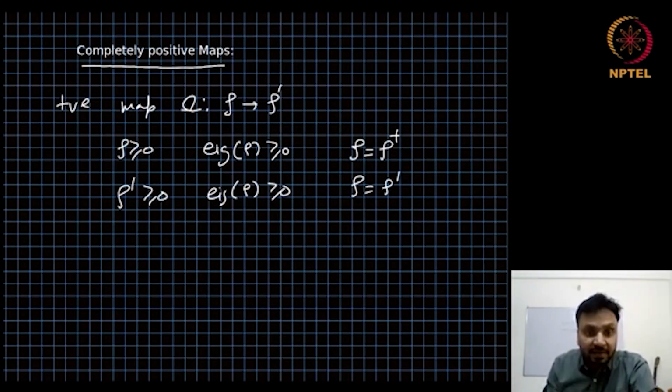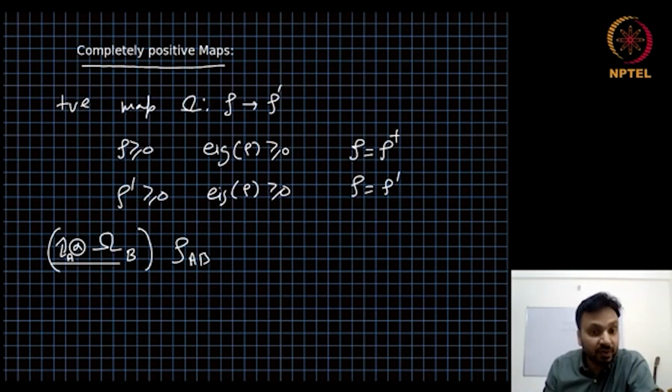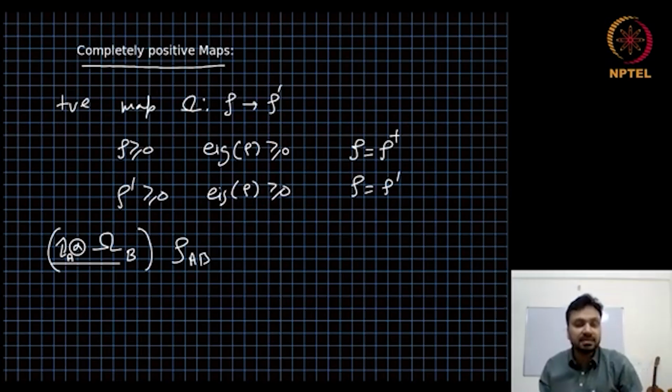Now, what will happen if we apply this map omega, which is a positive map, on one subsystem of a larger system? So if we are applying omega on subsystem B and nothing on subsystem A, we can write it as I tensor omega. I means applying nothing, identity operation. And if we apply it on a bipartite state, rho AB, a mixed state or pure state, doesn't matter, it's a state of a bipartite system, of a composite system.